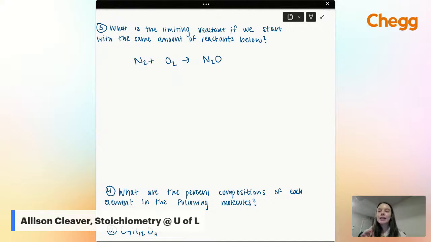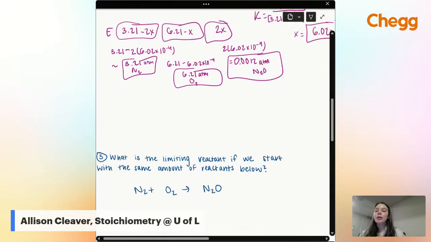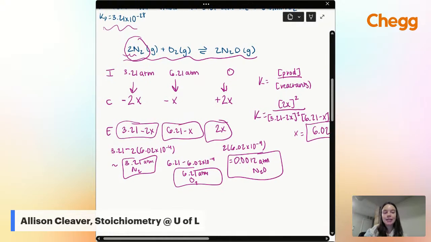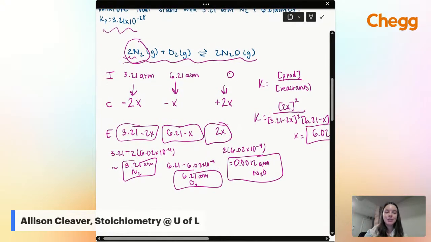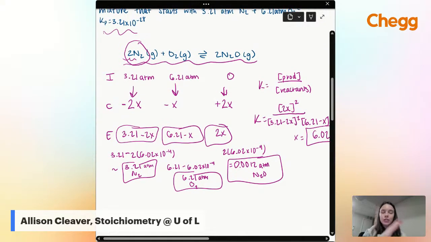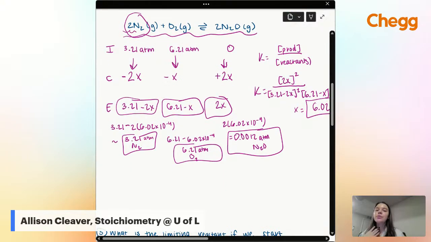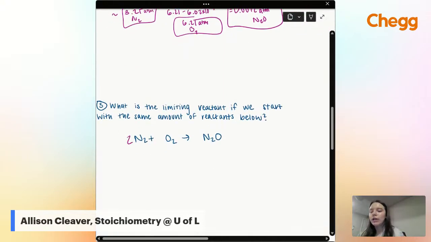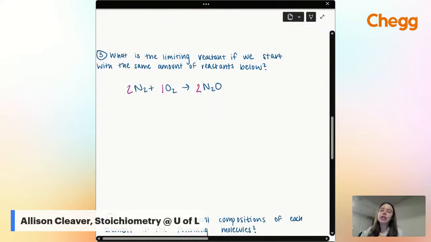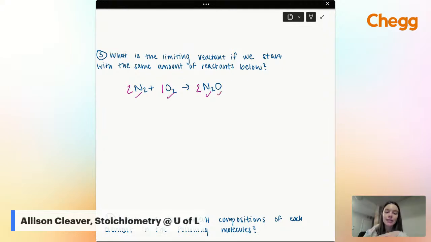So, what is the limiting reactant if we start with the same amount of reactants below? So we have N2, O2, and N2O. I kind of just copied that chemical equation we balanced earlier, so we can balance it the same way. We've already been through some balancing, but if you're struggling with balancing still, type those questions in the chat. I'll work through it more so that we can all understand. So we have 2 N2, 1 and 2. And you can check it. We have 4 N's, 4 N's, 2 O's, 2 O's.